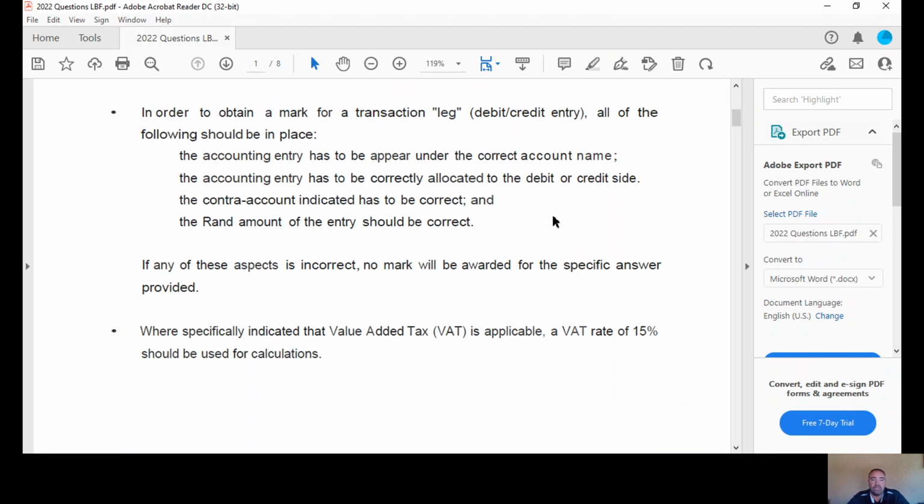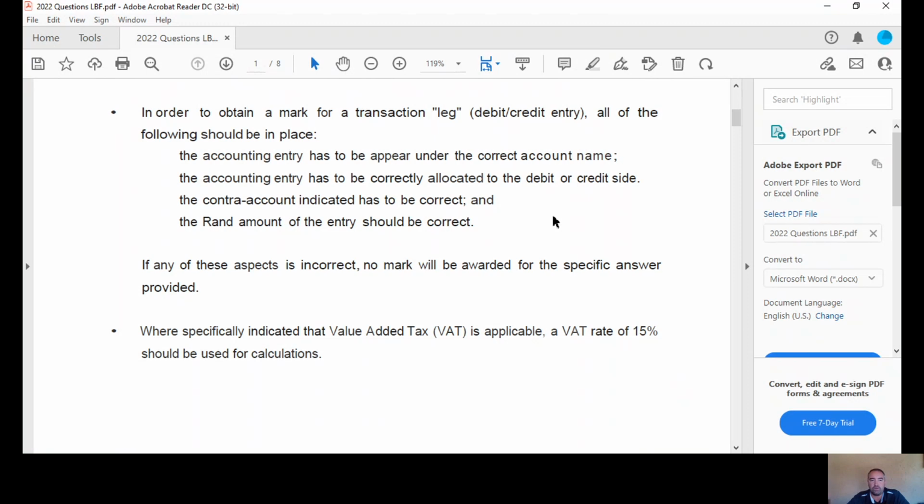Then the contra account indicated has to be correct. So remember when we did the ledgers, let's say you're posting a fee, then you're going to debit your client, but your description in the client's T account will be fee income. And in the fee income T account, your description will be the client's ledger. So you've got a reference between the 2 T accounts by the name. You put the description of the one T account in the name, and likewise on the other one. Okay, and then obviously the rand amount must be correct.